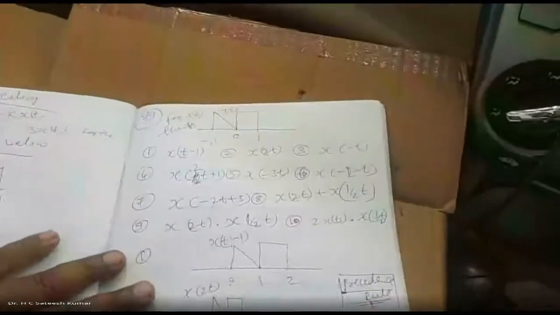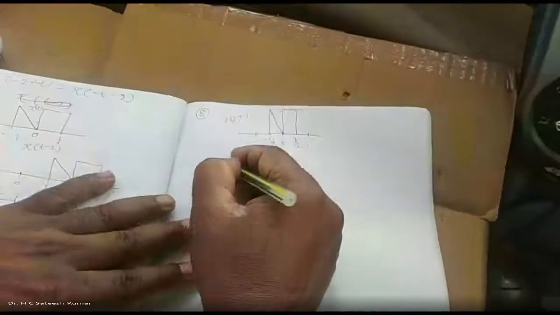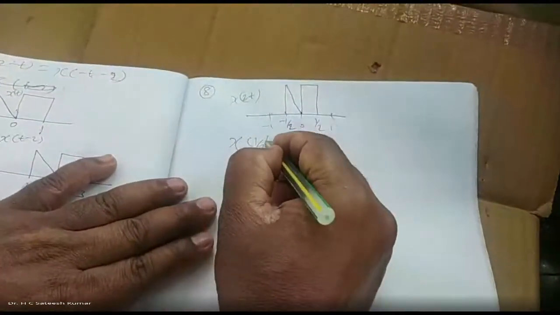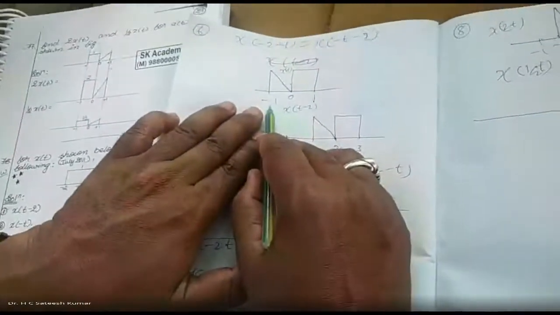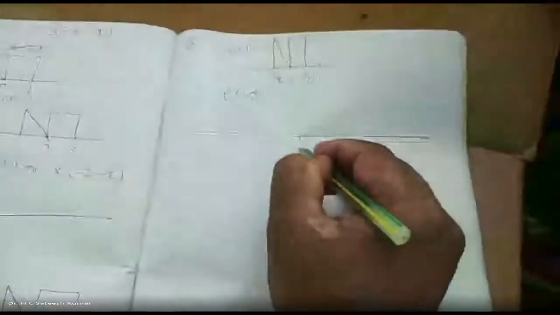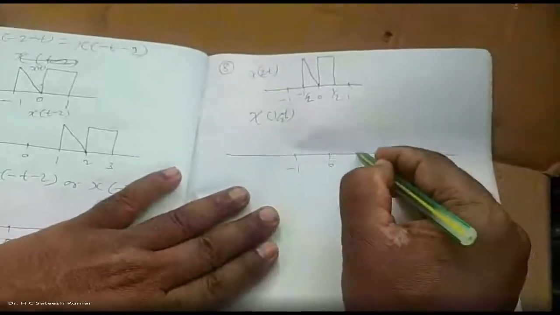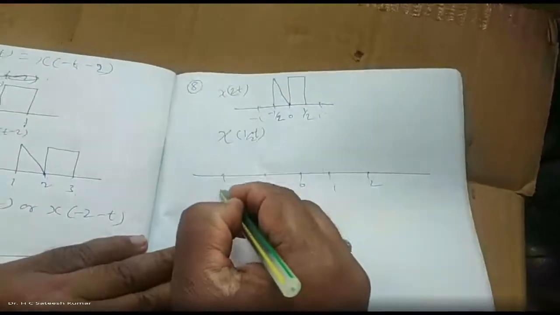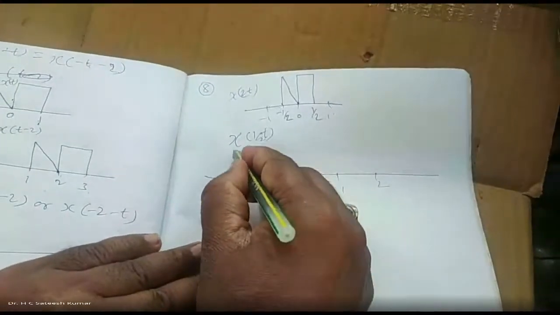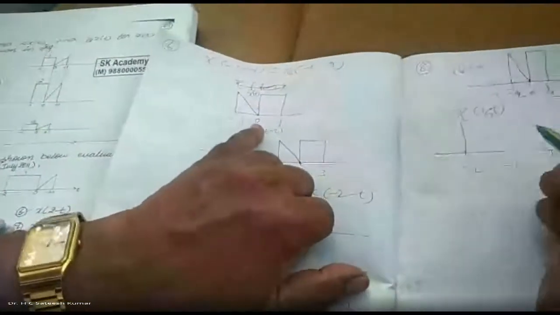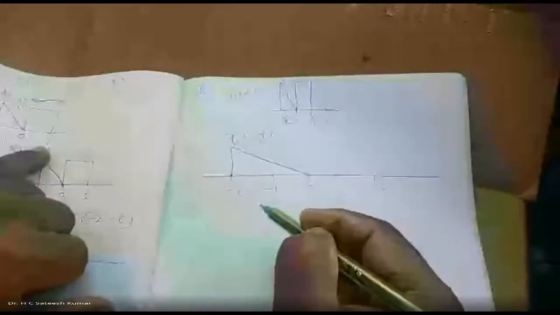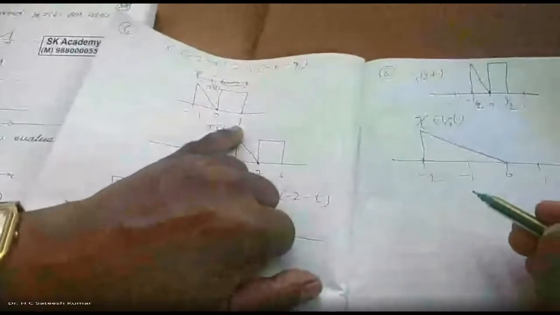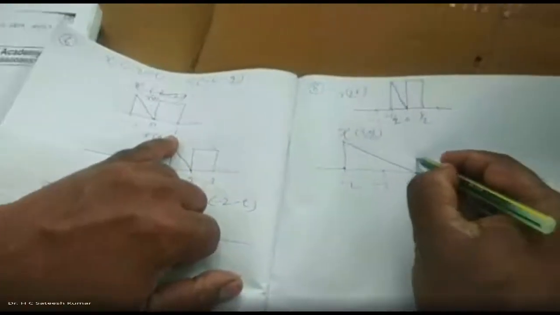Next, x of half t. One below the other, you write it, better. Half t is equal to -1, therefore t is equal to -2. This is 0, this is -1, this is +1, this is 2, this is -2. So it will go to -2. Half t is equal to 0, therefore t is equal to 0. Up to this point, it will be there. Half t is equal to 1, therefore t is equal to 2. So therefore, you are going to get this.